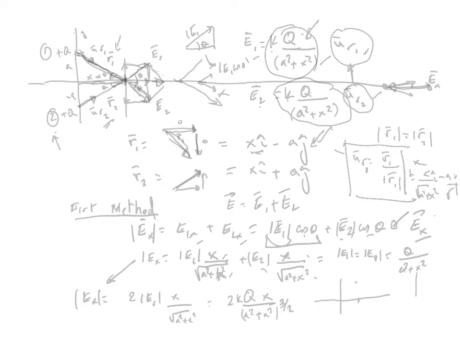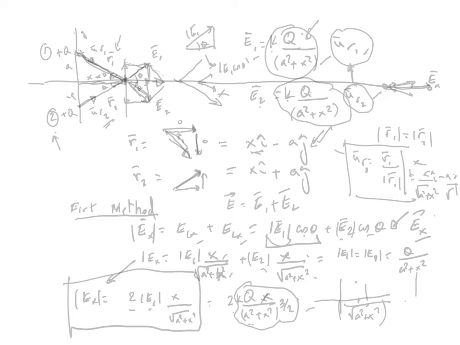E1 and E2 are the same, so this is our equation. 2 times E1 is these factors multiplied by x, divided by the square root of a squared plus x squared, multiplied by 1 over this. You see how the 3.5 appeared.